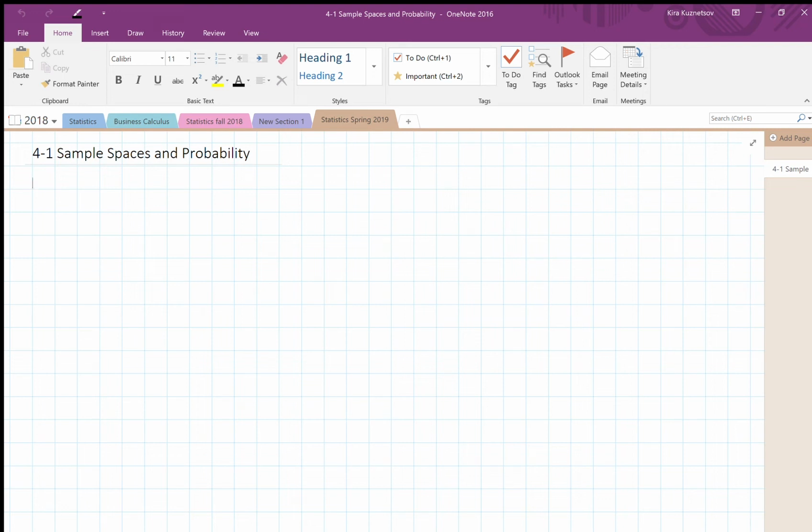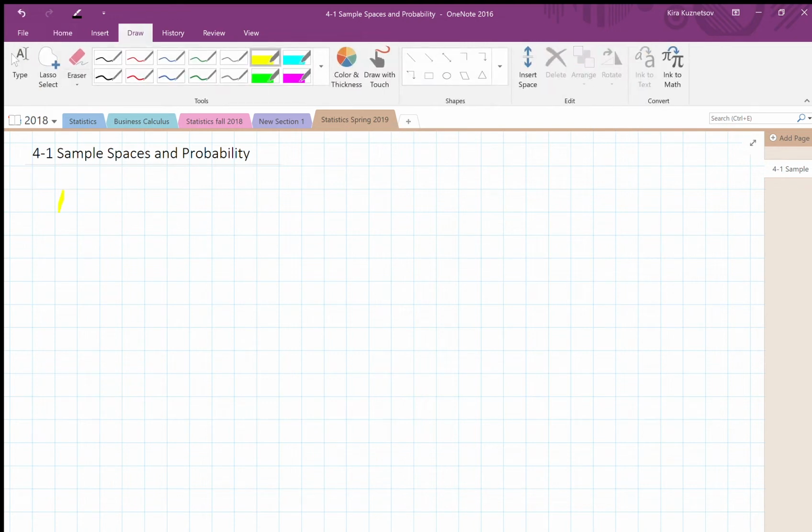This is a continuation of sample spaces and probability, and I do have an example that I want to start with. It is example 4-3 from the book, and we need to find a sample space for the gender of children if the family has 3 children. So I am talking about 3 children.